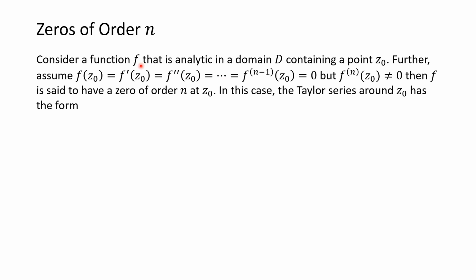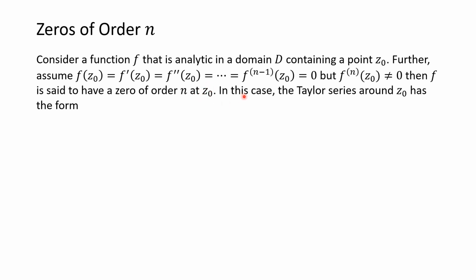So here's how we're going to do it. Consider a function f that is analytic in a domain D containing a point z sub 0, with this condition here: f of z sub 0 equals the derivative of f at z sub 0 equals the second derivative evaluated at z sub 0, all the way up to the n minus 1 derivative evaluated at z sub 0. They all equal 0, but the nth derivative evaluated at z sub 0 does not equal 0. Then f is said to have a zero of order n at z sub 0.